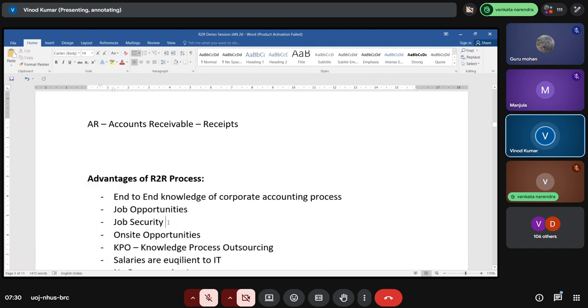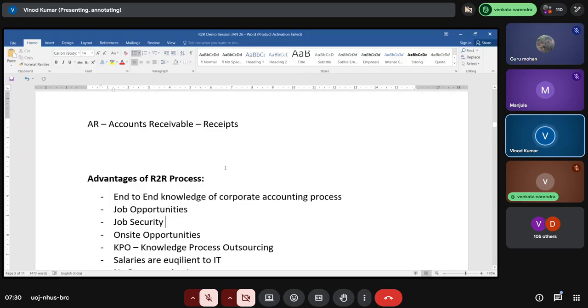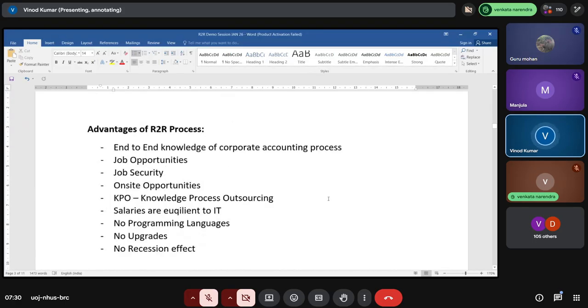Okay, about job security: once you join, the companies will give training for the first 2 months, then they will deploy you into the project. There is no chance that they will remove you. The job security will be high because the projects are taken for the long term. And as I told you, even if the company is making losses and wants to close, at the end of the day the R2R team is required. So that is the importance of this particular team. There is no problem for your jobs.